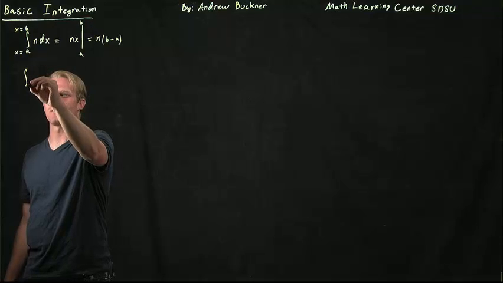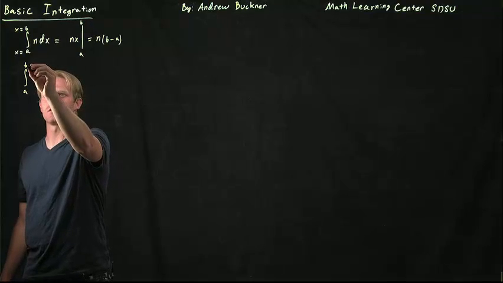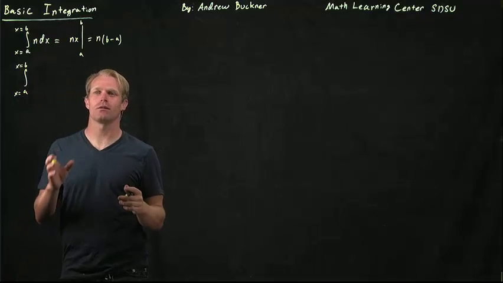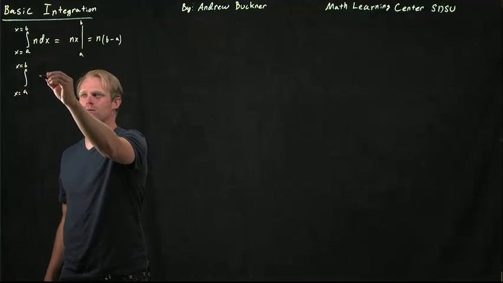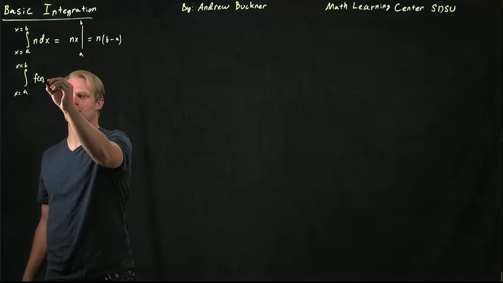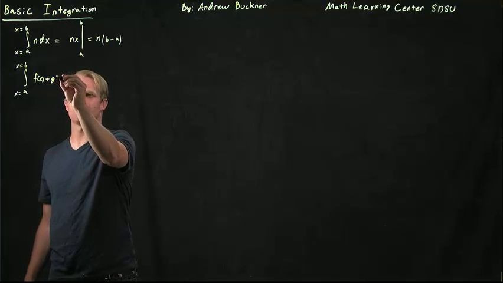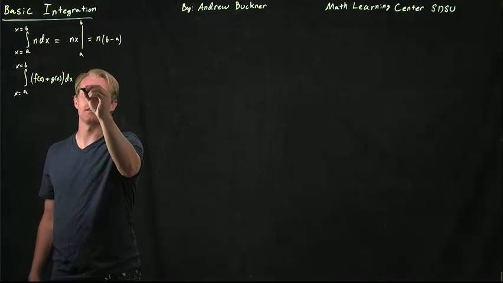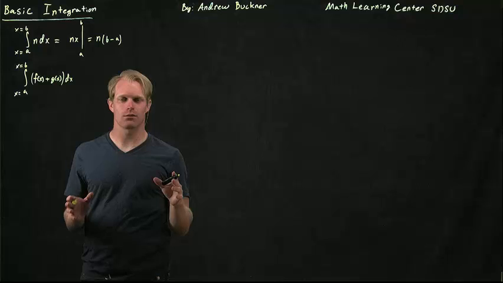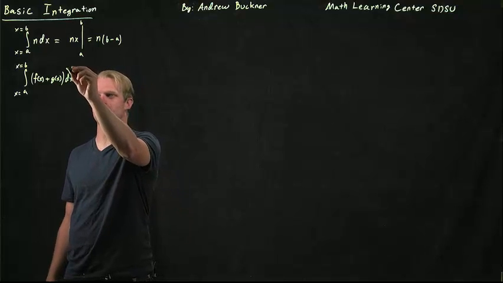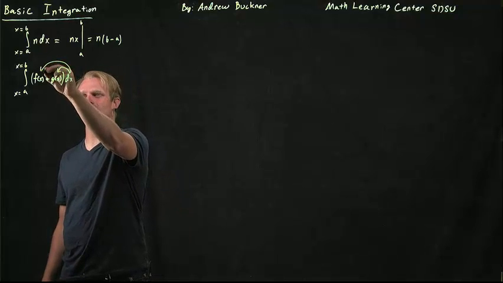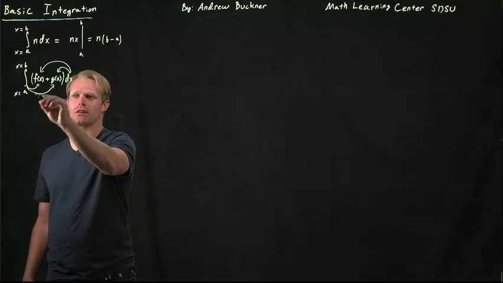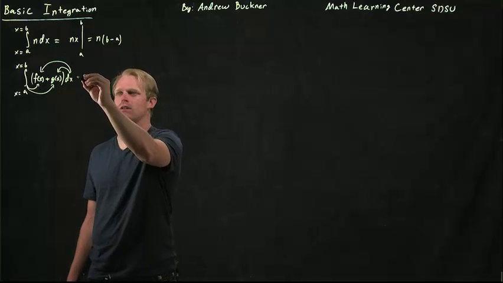The next one we have, again using the same limits a to b, is instead of a constant value, we're going to have functions. The function we're going to choose is f of x added to g of x, all multiplied by the term dx. Now when you do this, you want to make sure that you distribute the dx into both terms, and also the integral, keeping the limits the same, into both terms as well.